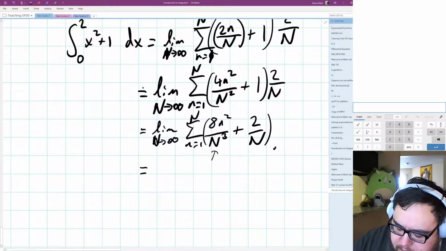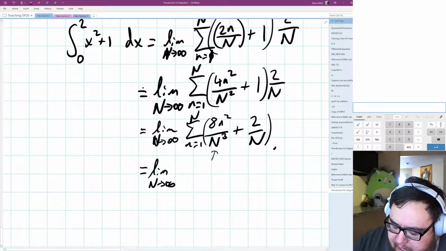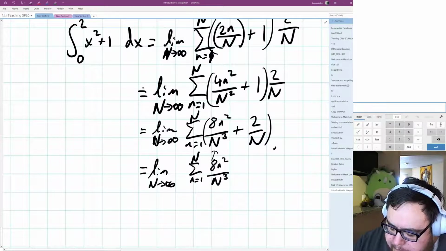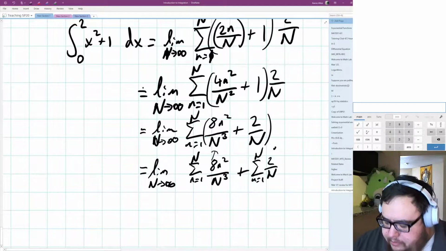We can split this up. The limit is still going to be all the way on the outside here. We're going to evaluate that at the end. But we now have the sum from n equals 1 to big N of 8n squared over big N cubed plus the sum from n equals 1 to big N of 2 over big N.